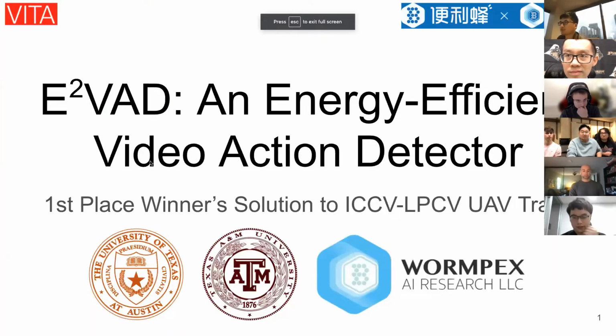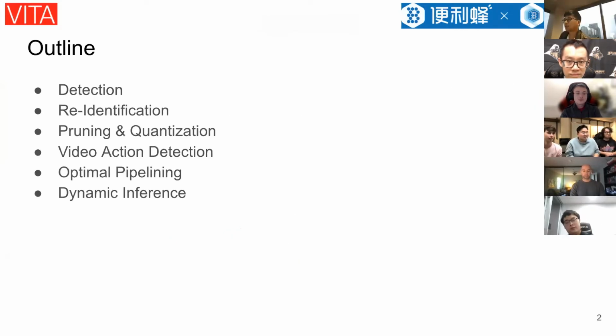We have members from UT Austin, Texas A&M, and Wormpex AI Research. In this outline, we'll first introduce the two basic tasks in the solution: detection and reidentification. Then we'll introduce pruning and quantization for model compression. Later on, we'll introduce our solution for video action detection. And lastly, we'll introduce our two proposed modules to further save energy: optimal pipelining and dynamic inference.